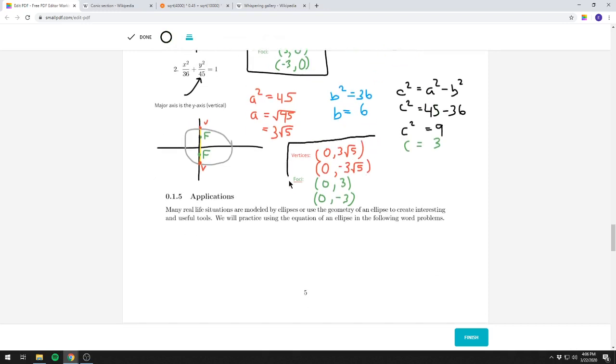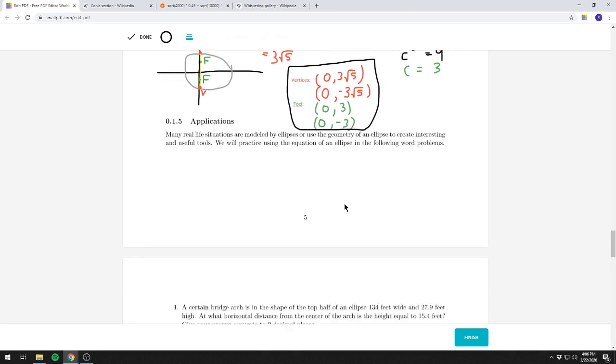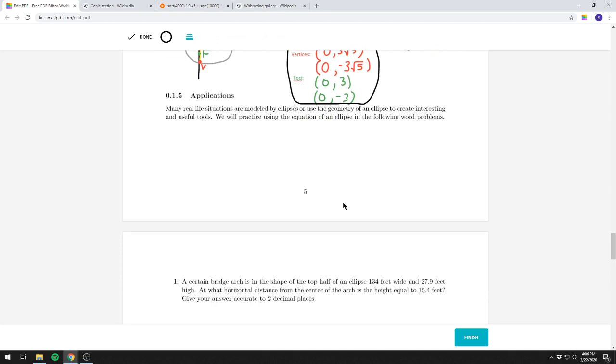Especially if you are someone that's going to take physics, you'll probably see the equations of an ellipse, equation of a hyperbola, plenty. You'll probably see parabolas too, but you've already studied those a little bit. But the last thing in this section are word problems. This is the only section in the rest of the class that has any word problems.